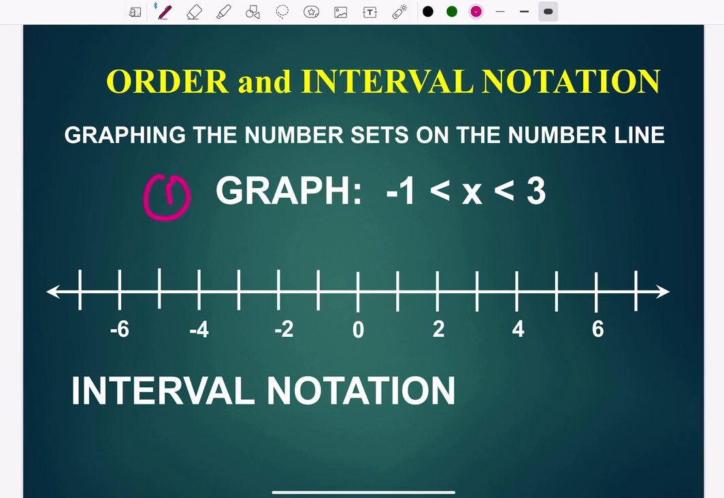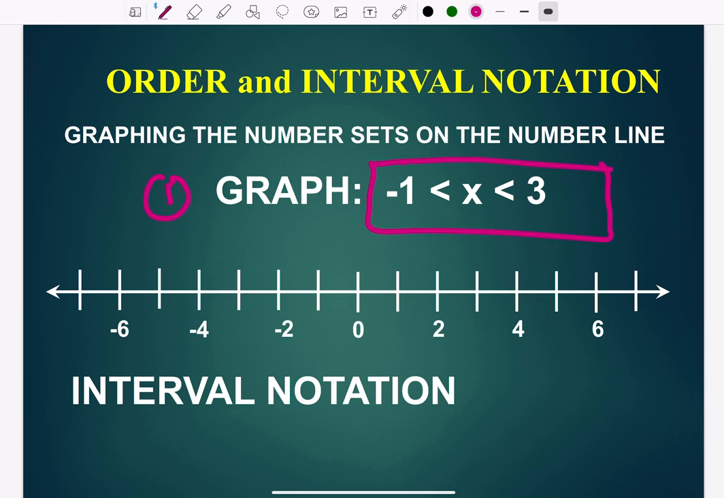Interval notation, number line, graphing inequalities, and set builder form. So always make sure your numbers are in order, getting bigger on the right-hand side, going from smaller to larger as we go towards the right. First example: graph the given inequality. x lies between -1 and 3.